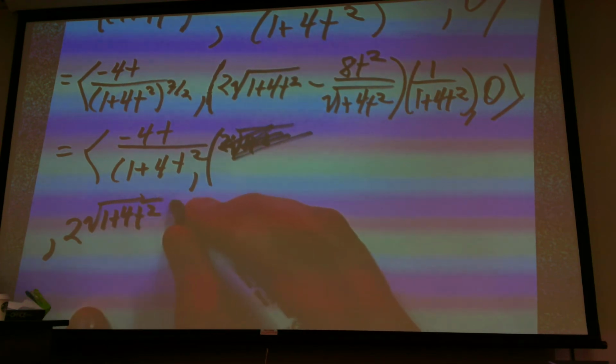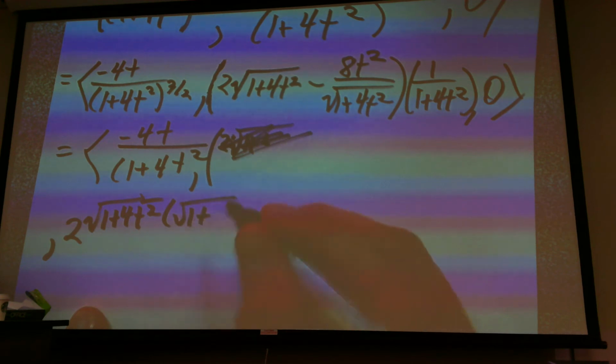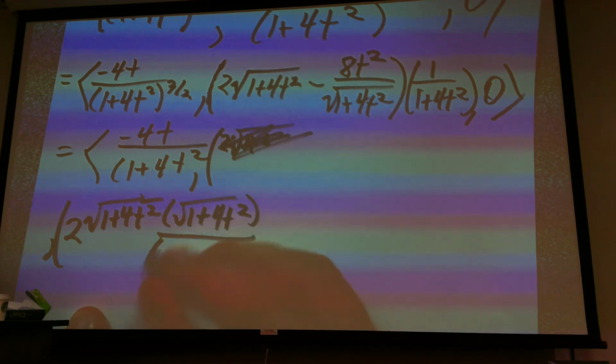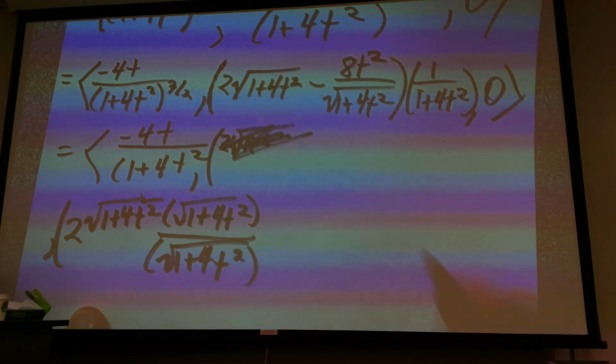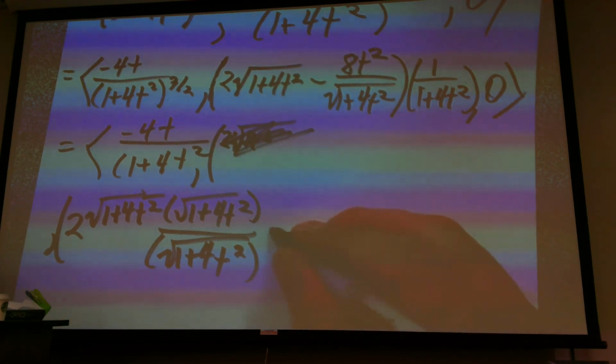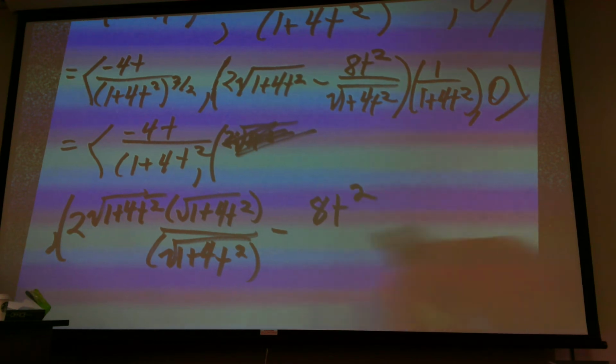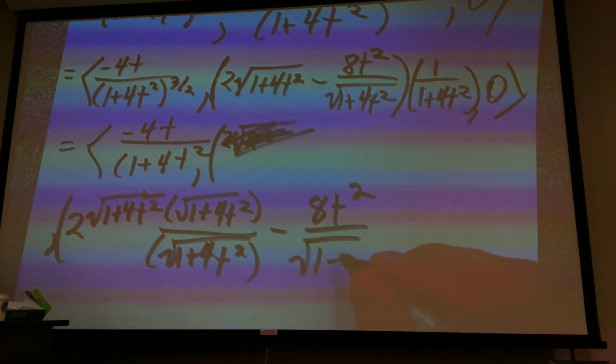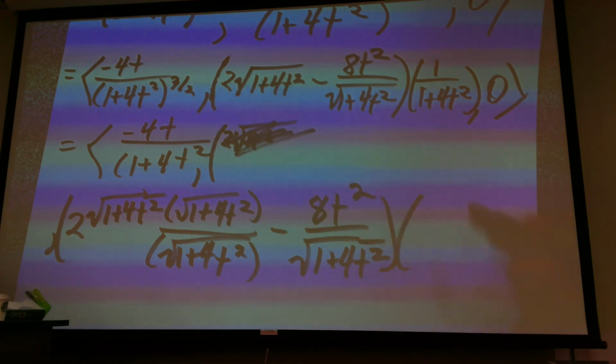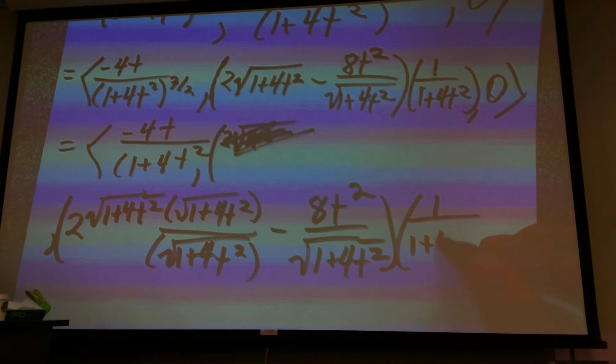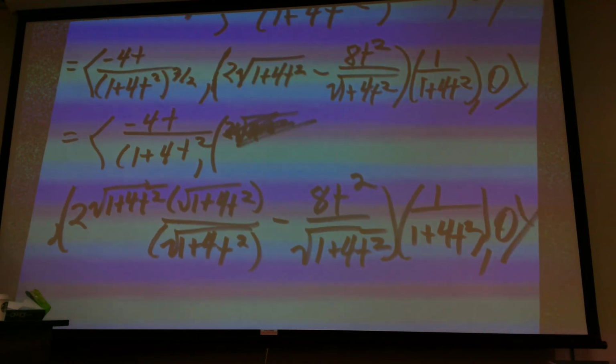squared times the square root of 1 plus 4t squared, now divided by the square root of 1 plus 4t squared. Okay? And this is going to be minus 8t squared, divided by the square root of 1 plus 4t squared. And then that's going to be multiplied by 1 divided by 1 plus 4t squared. And then I'm going to put 0 at the end. Okay? Those are my j's and k's values.